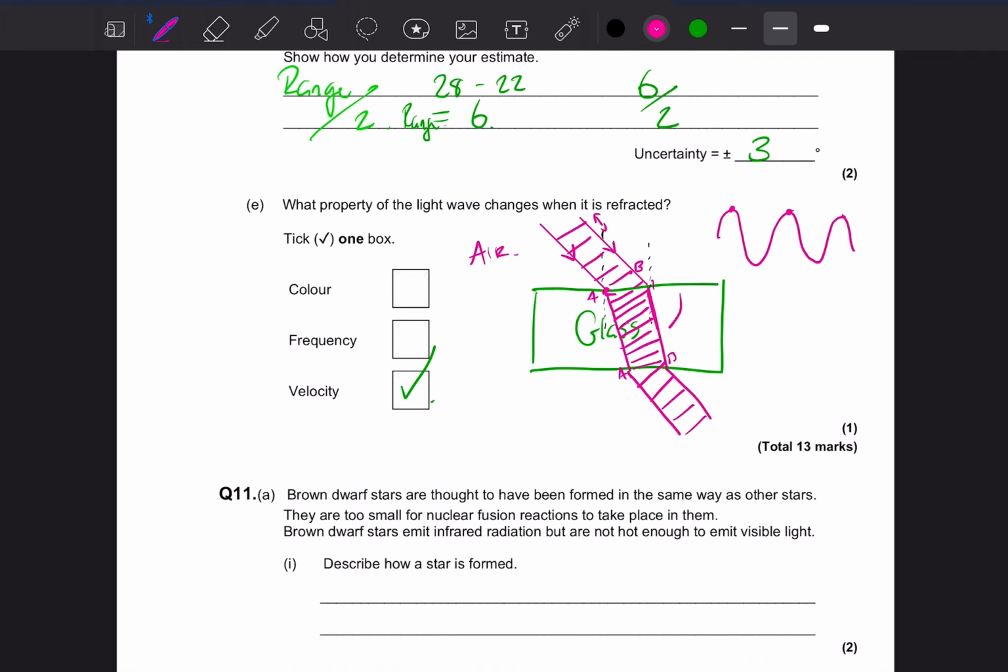And that's what we call a wavefront diagram. And that's what explains what refraction is. So the reason why it bends is because the speed of the light changes. And if we think of light being a wave, that explains why it bends. So the answer here is velocity.